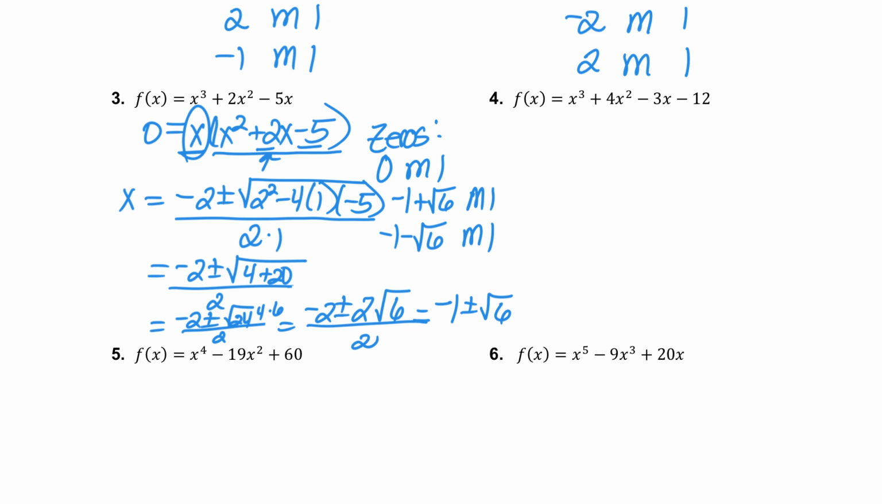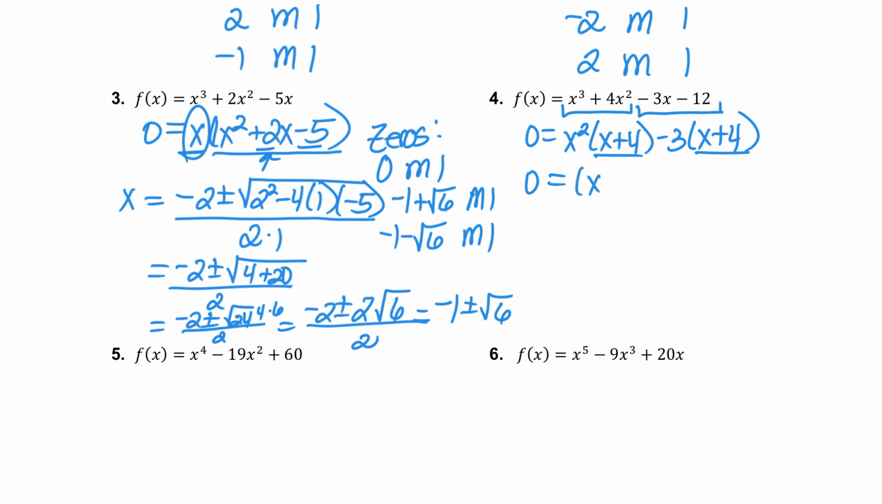Okay, the next one, if we set it equal to 0, we're going to have to do this one by grouping. So that would be x squared times x plus 4, minus 3 times x plus 4. Okay, we can factor out the x plus 4, so that's x plus 4 times what's left after it factors out, so you're left with x squared minus 3. Okay, now set those equal to 0 and solve for x.